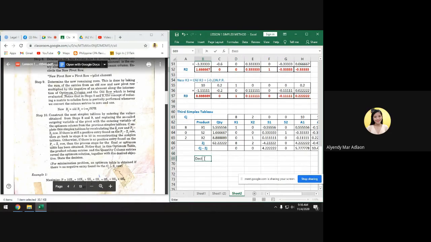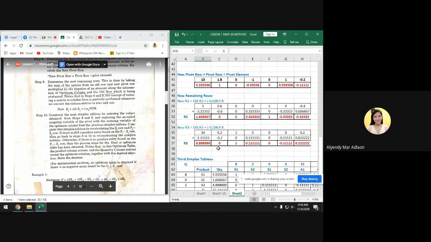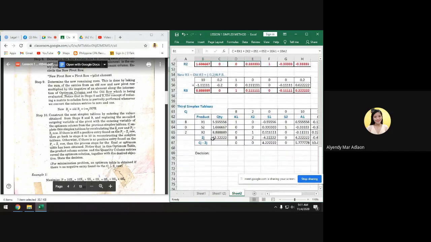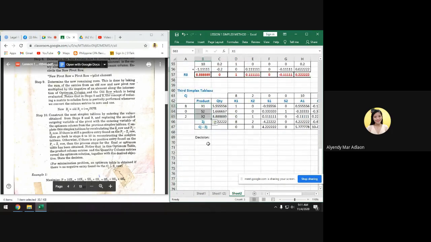So what is our decision here? Our decision is, since our products are X sub 1 and X sub 2, whatever is addressed in the right-hand side is our decision. But take note that S sub 2 is a surplus variable. So therefore, it is there only for computation purposes. But for our decision, we are only to consider our ordinary variables, and our ordinary variables there are X sub 1 and X sub 2. So what is our decision?